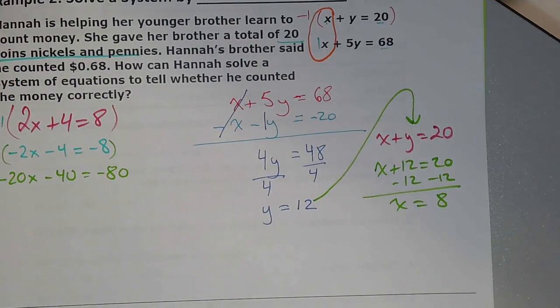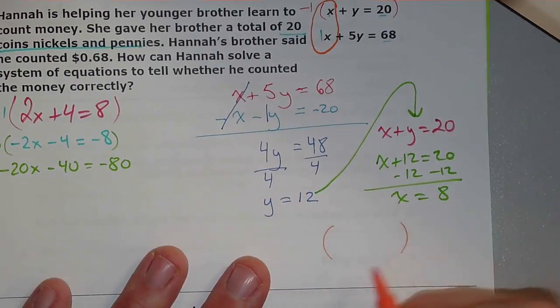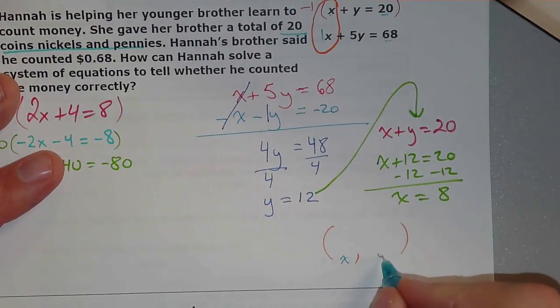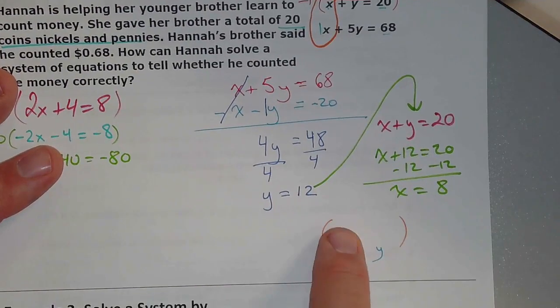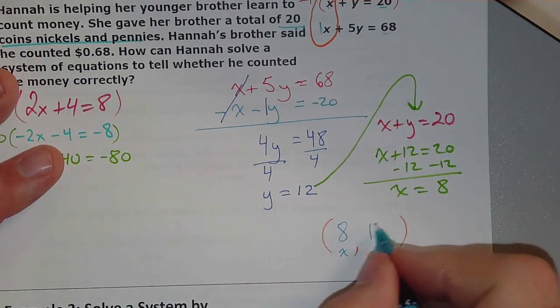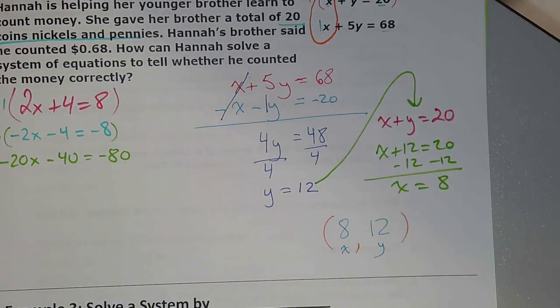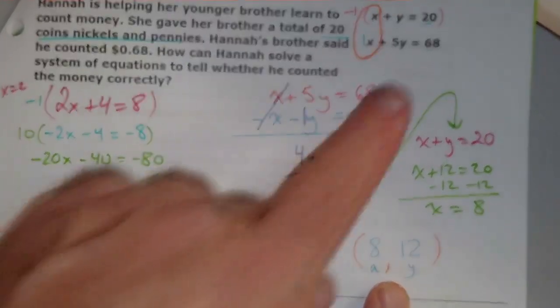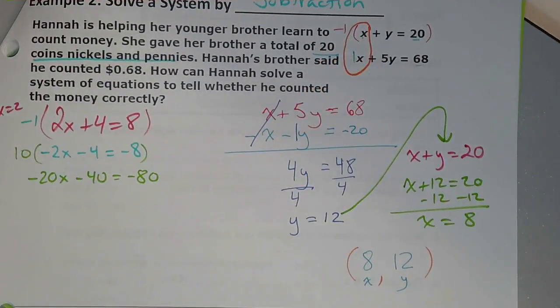The next thing, like these little details you got to remember here. We're going to make our ordered pair. Don't forget, this is x, this is y. Make sure you put x where x goes, y where y goes, so this has to be the 8, and this has to be the 12. Right? Great. So that's our solution. That's the only pair of numbers that will make both of those equations true.